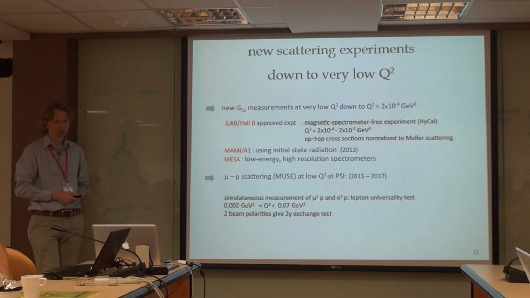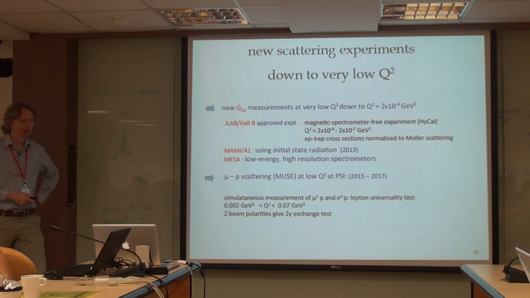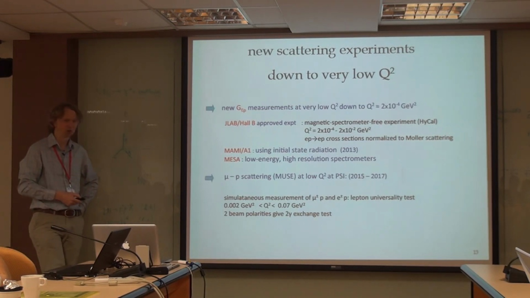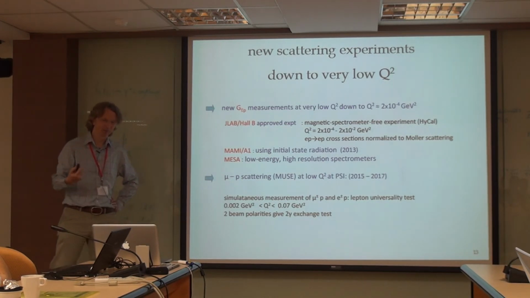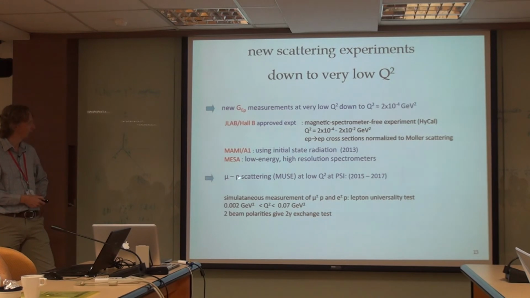In the 2 or 3 year time frame, there will also be a new experiment at PSI, called the MUSE experiment, which is a muon-proton scattering experiment at low Q-squared. And the idea is to test lepton universality.